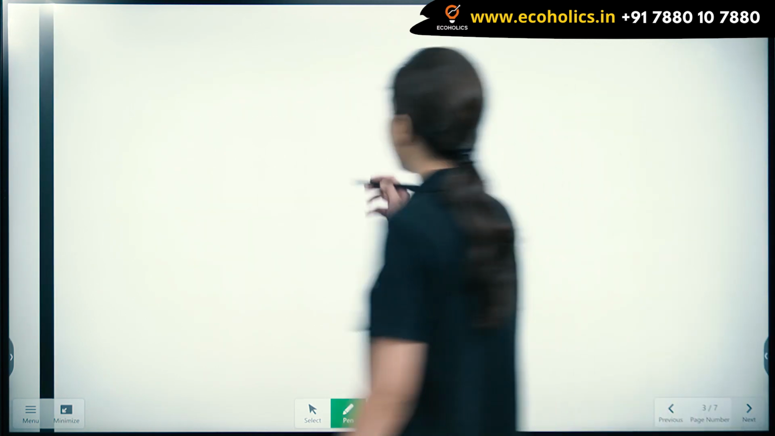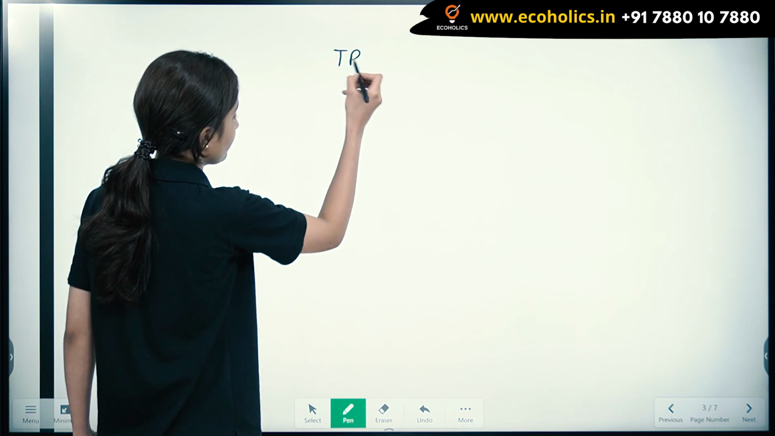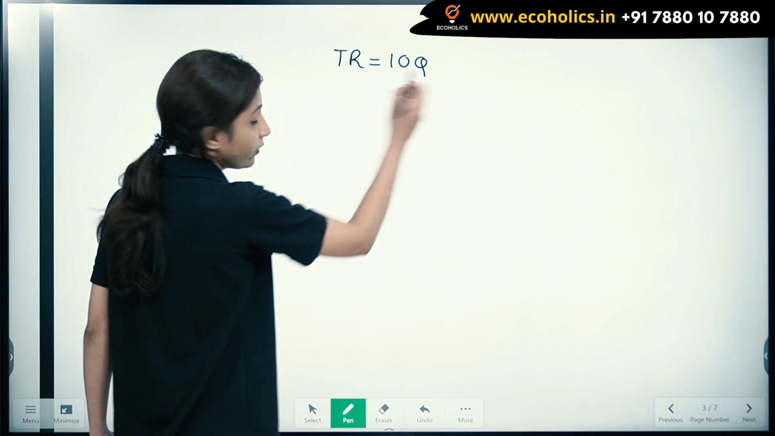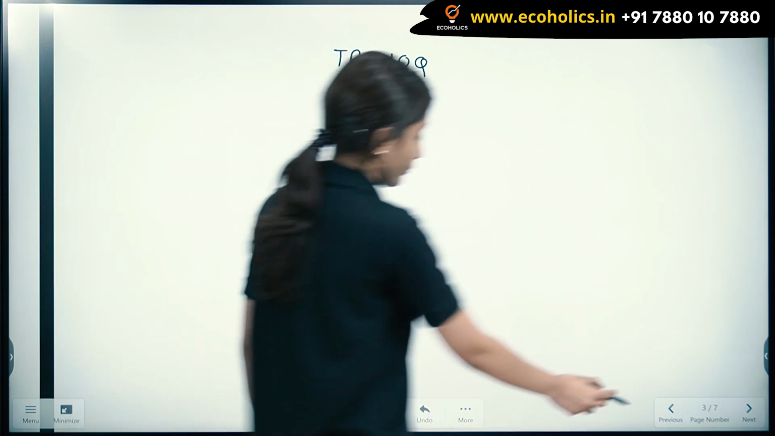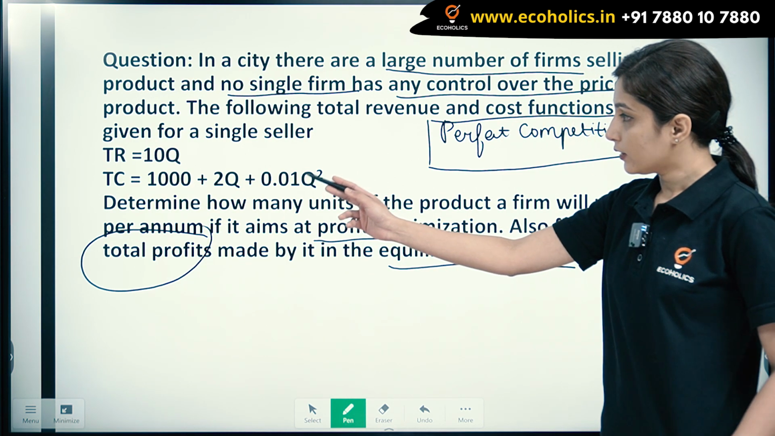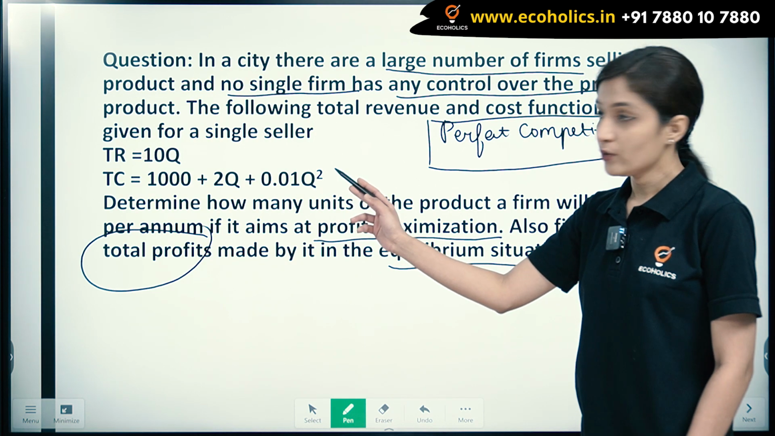So we have total revenue as 10Q and we have total cost as 1000 plus 2Q plus 0.01 Q square.